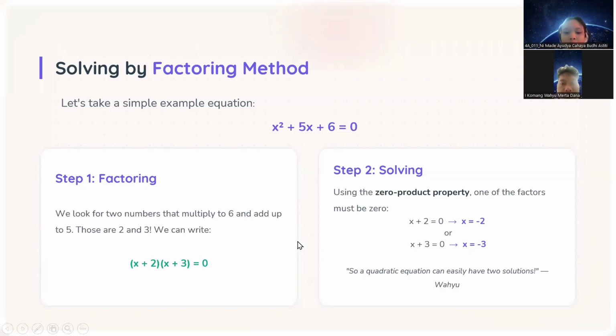Step 2 is solving. By using the zero product property, one of the factors must be 0. So x plus 2 equals 0, and the value of x becomes negative 2, or x plus 3 equals 0, and the value of x becomes negative 3. So, a quadratic equation can have two solutions? Exactly, Wahyu. Many quadratic equations have two solutions.